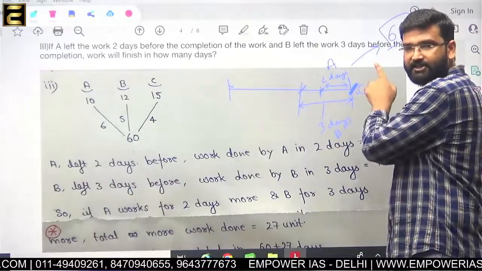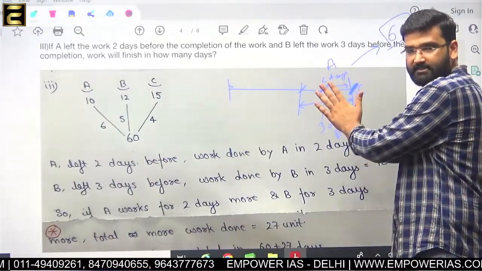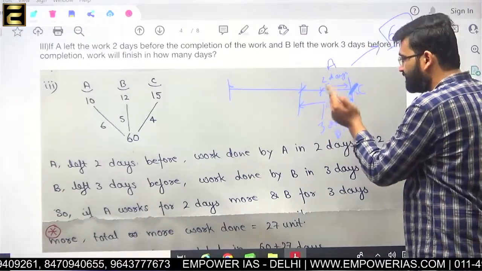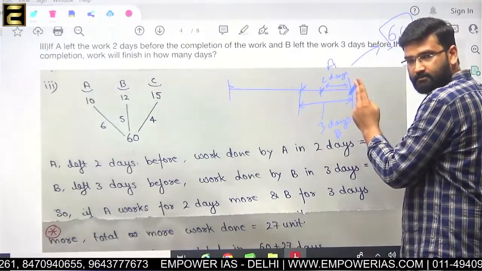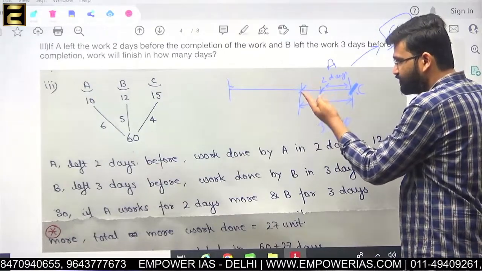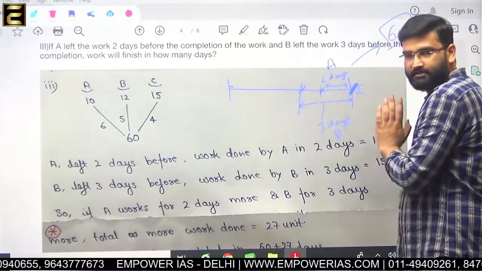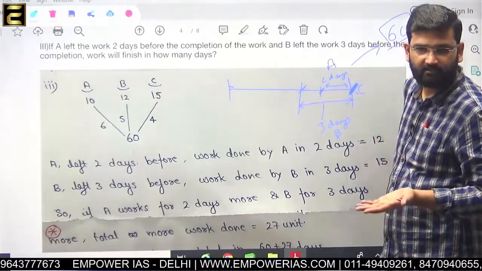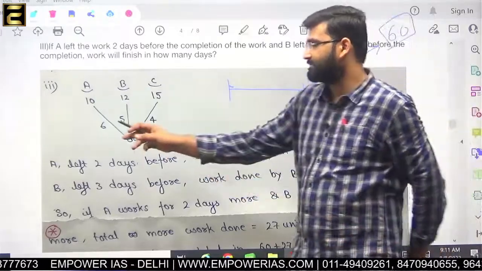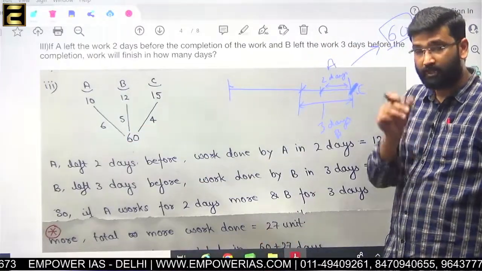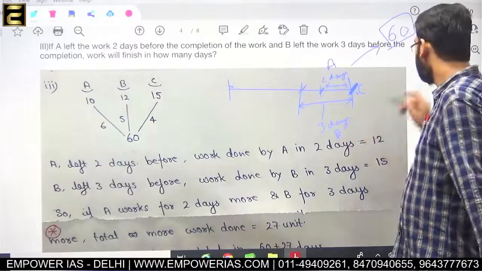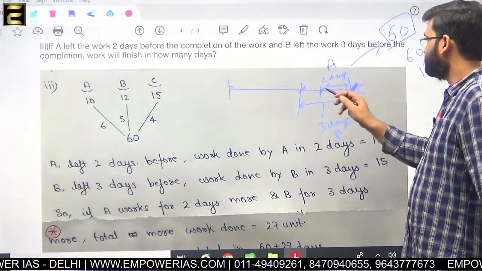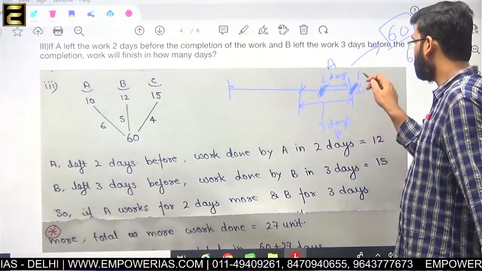It means that 60 units of work are completed in this condition. But now we are asking A to please work for 2 more days and we are asking B to please work for 3 more days. So in that scenario, how much extra work is done? Work done by A in 1 day is 6, so work done by A in 2 extra days will be 12 units. So when we add 12 to 60, it means that now A has also reached here.